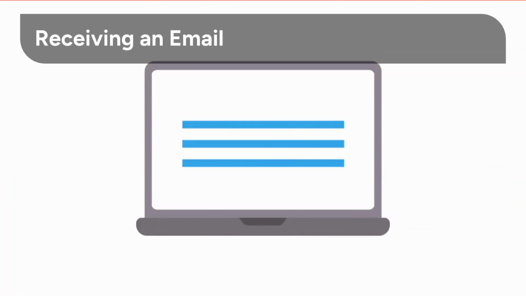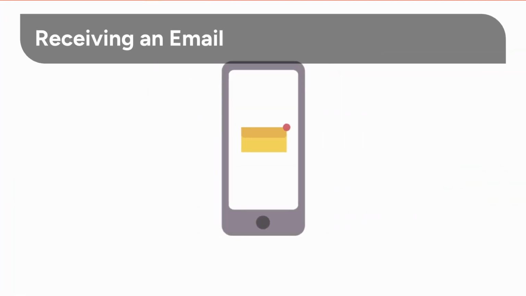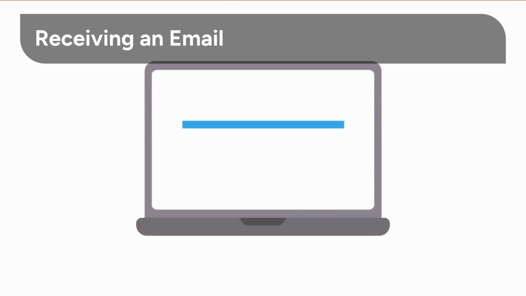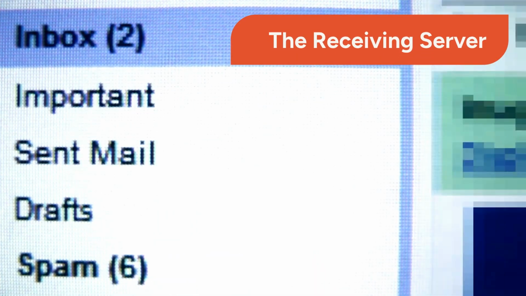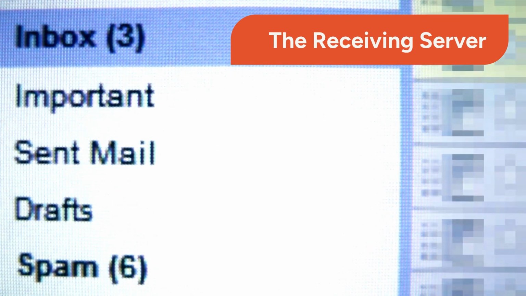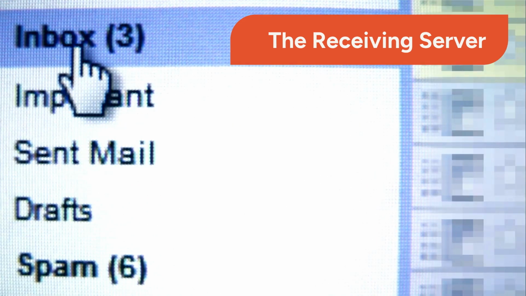Once the email arrives at the destination network, it's only a few more steps until it lands in the recipient's inbox. The recipient's MTA, or sometimes a dedicated mail delivery agent, MDA, accepts the message, processes it for potential spam or viruses, and sorts it into the correct user's mailbox.